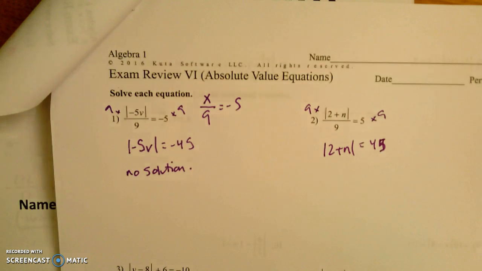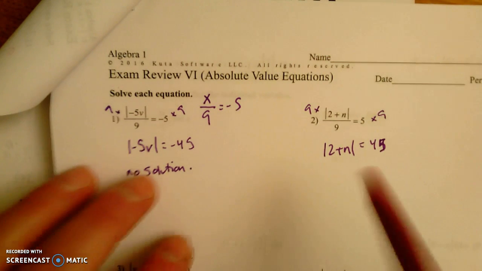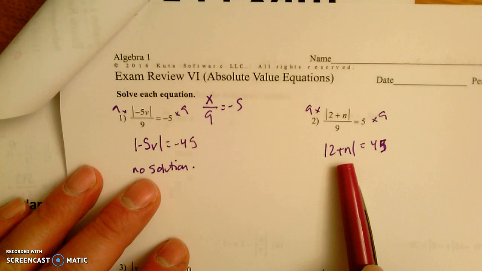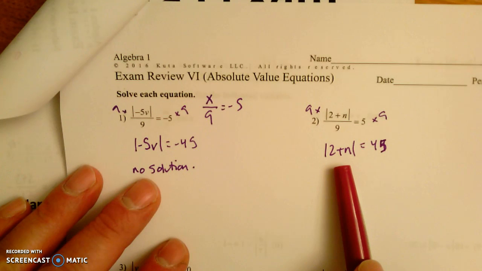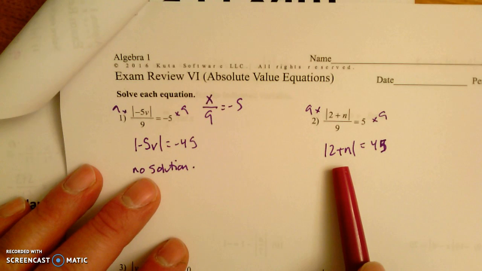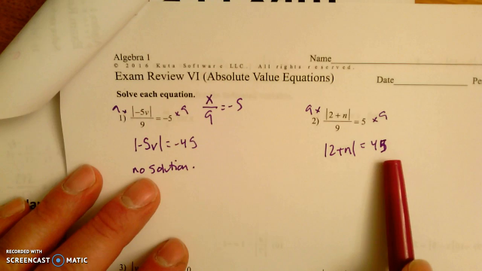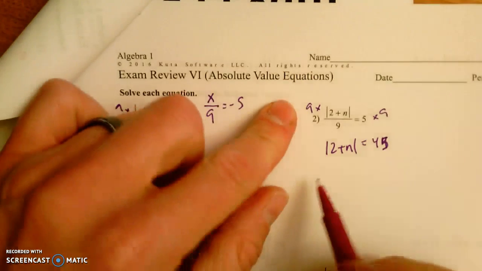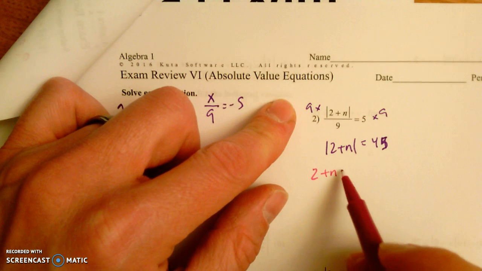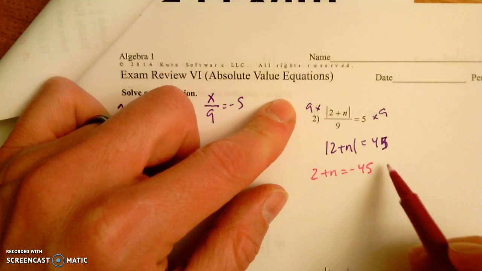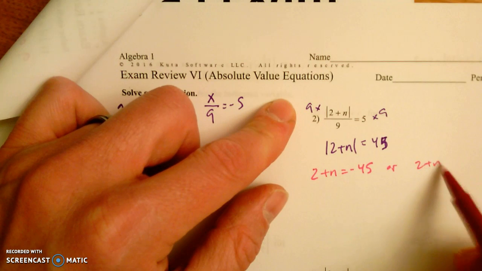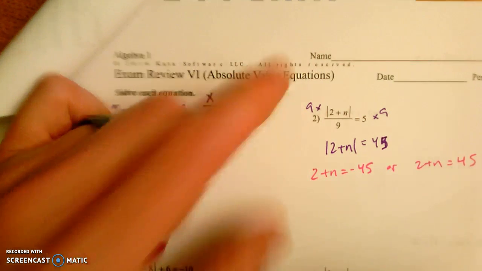Now, at this point, we're going to break this into two separate equations. There are two numbers that 2 plus n could be. Either 2 plus n is 45, and 45 has a distance from 0 on the number line equal to 45, or 2 plus n is negative 45, in which case negative 45 has a distance from 0 on the number line equal to 45. So we're going to break this into two separate equations. Either 2 plus n equals negative 45, or 2 plus n equals positive 45.